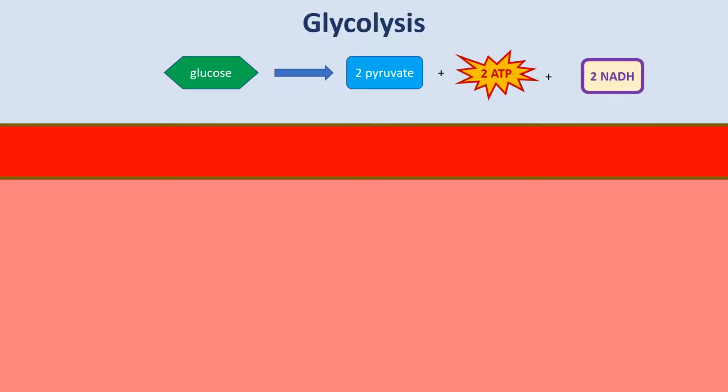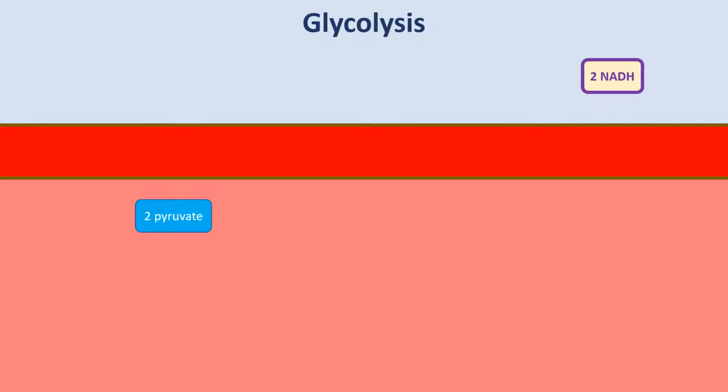Now that we've completed glycolysis, what's going to happen next? Well, the ATP will run off to energize something somewhere else, and the 2 pyruvates will be shuttled into the matrix of the mitochondrion for further metabolizing, and the 2 NADHs will also be moved inside of the mitochondrion.